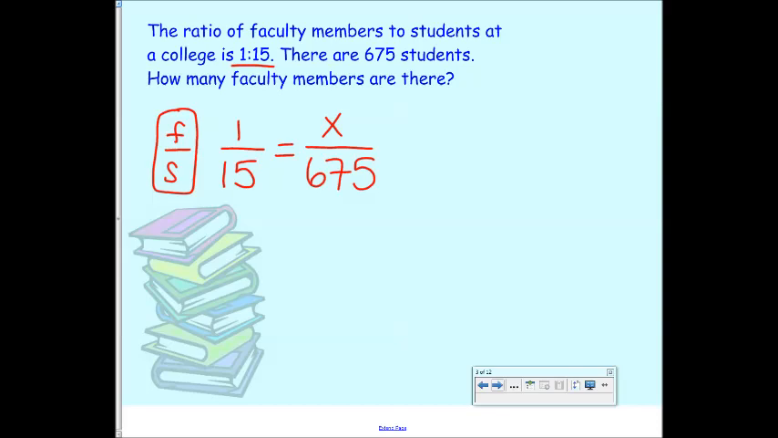675 times 1, and then divided by the denominator. Good. What are you doing there? What is that thing called? What kind of multiplying? Cross multiplying. We're cross multiplying, and I've heard a lot of people call it the butterfly method.